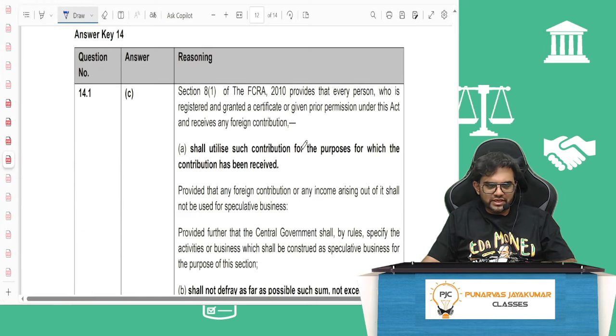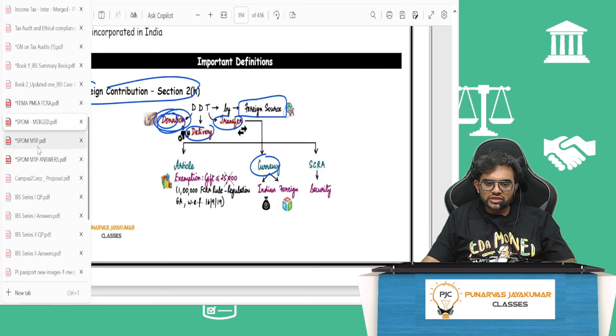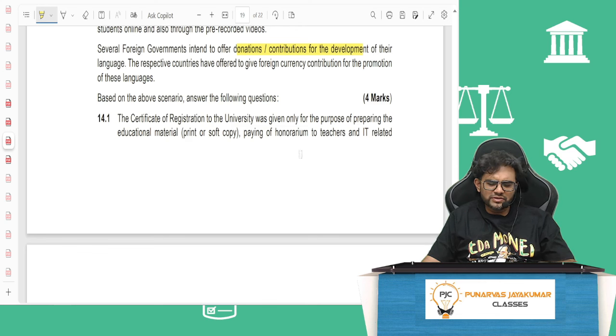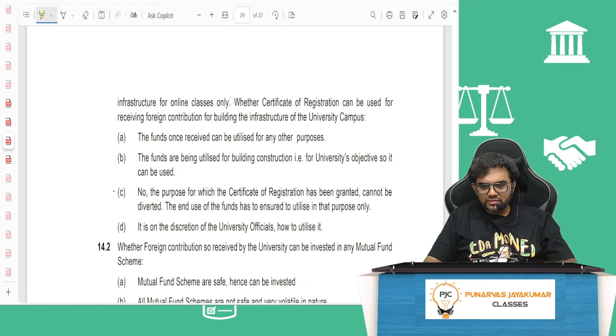It is the FCRA, the certificate, etc. Whatever contribution that you have received, should it be used for that same purpose of education or can you use it for something else? Certificate of registration, etc. for the preparation of education material, honorarium to teachers, etc. Except, can it be used for receiving foreign funds?